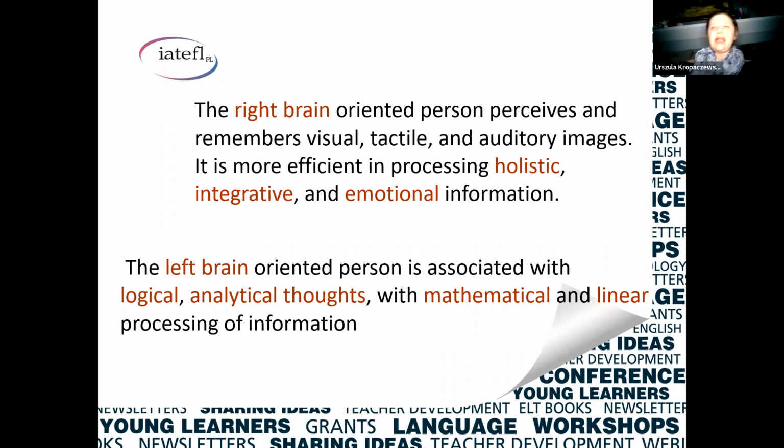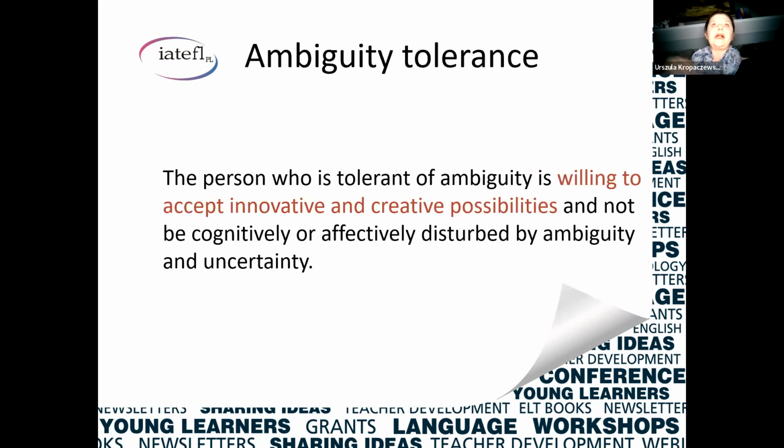On the other hand, the left brain oriented people are better at logical thinking. They are better at individual work. They like working individually. They like finding out on their own the ideas, the meaning of words, maybe also the grammar. They want to and they know how to do it on their own. Okay, so they are more analytical.